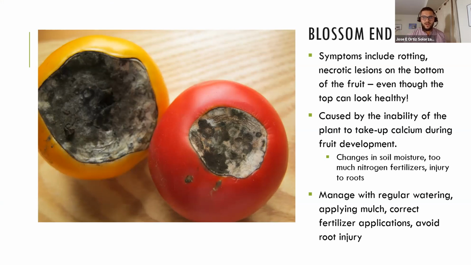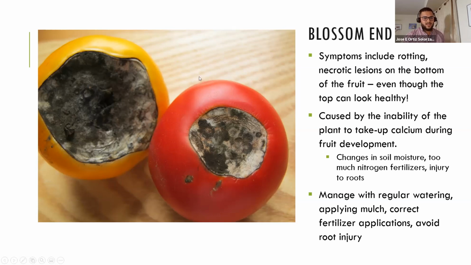So blossom end rot is a common disease of tomato, but can also be found on other crops such as cucurbits or other soft crops such as melons as well. The symptoms include rotting and necrosis on the bottom of the fruit, even though the top can look healthy. So you need to look at your tomatoes sometimes and see if on the bottom of the fruit you observe this type of symptoms you're observing here in this picture.